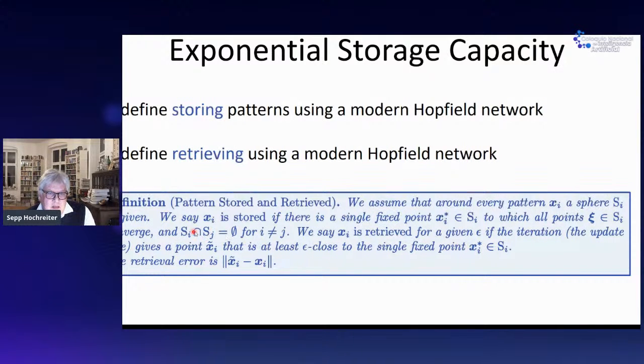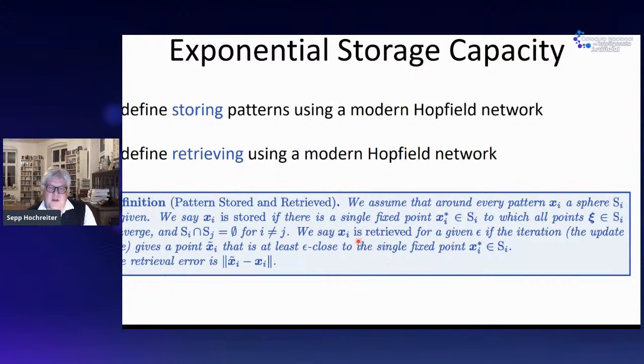And what we also need is that these spheres have no points in common. The intersection is the empty set. So they don't share any points. Therefore, if I'm in one sphere, I converge to this fixed point, and actually I have retrieved the pattern xi.